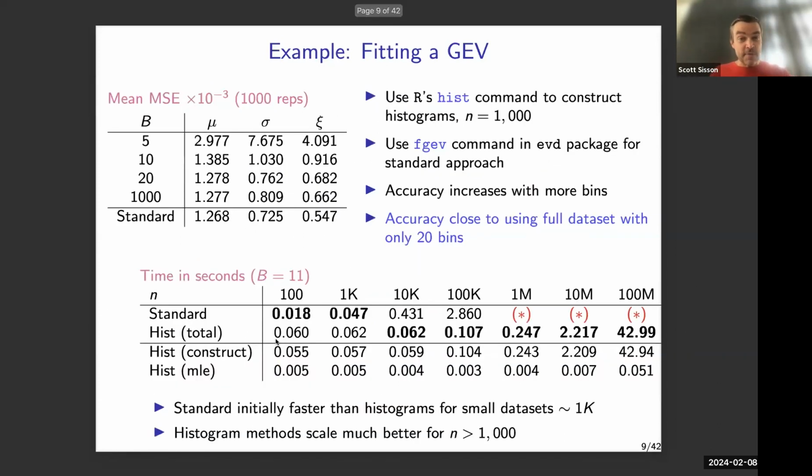Just to put a few more numbers on that, in a very poor simulation study, I repeated this 1,000 times, and I looked at results for accuracy and time for the analysis. In this top table, we're looking at the mean square error for each of the parameters. The mean square error of the standard analysis is on the bottom, and these are the target numbers. We're asking what changes we get as we change the number of bins. B here is the number of bins. Do we do a histogram with 5 bins, 10 bins, 20, or 1,000? And this is the independent mean square errors for each parameter.